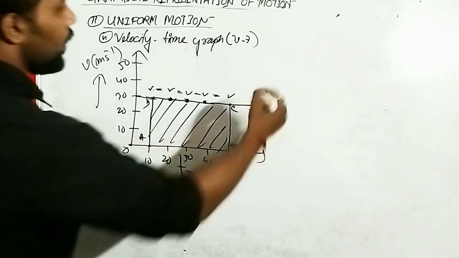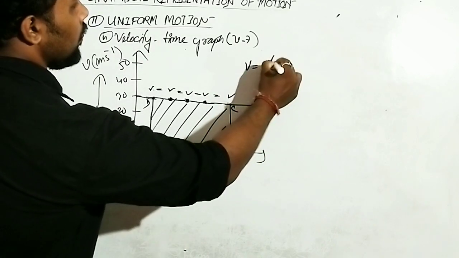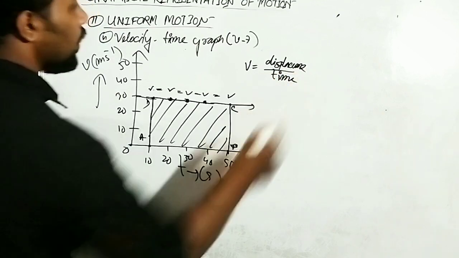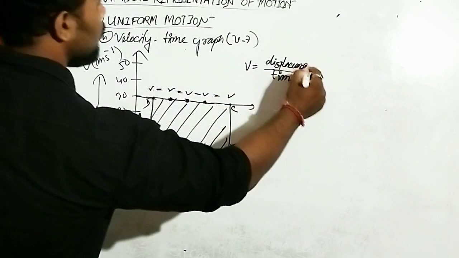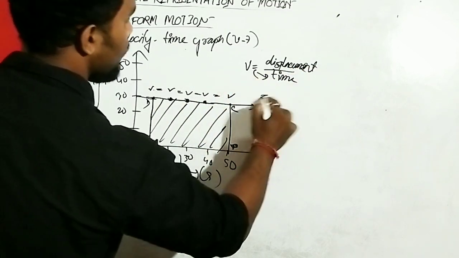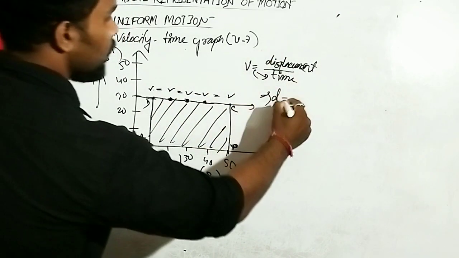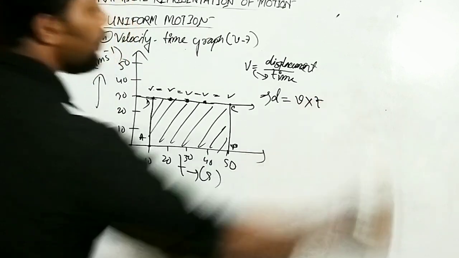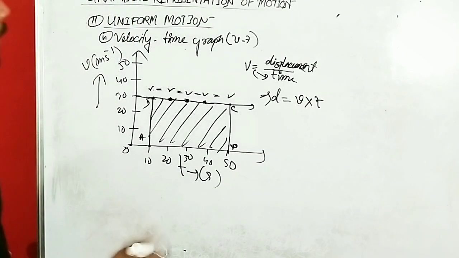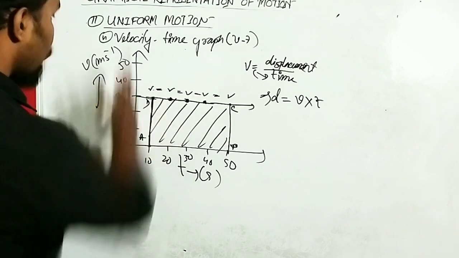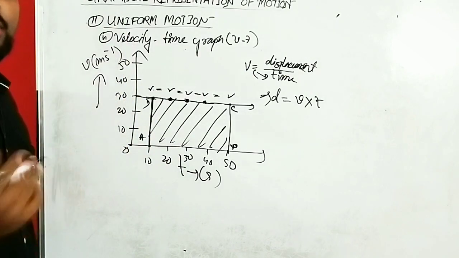See, we have a formula that velocity is nothing but displacement by time. Now if you need to calculate displacement, what will happen? These two are going to be multiplied. I have denoted the displacement by d. It is going to be velocity into time, right? Now how to get the velocity? This is the amount of velocity, right? In the y direction we have the value of velocity.